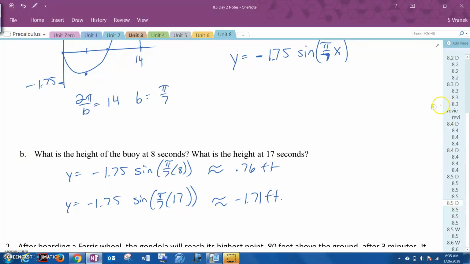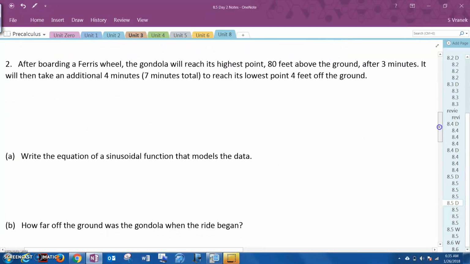Okay, so let's try one more. Again, it's very important you read everything. So after boarding a Ferris wheel, the gondola will reach its highest point 80 feet above the ground after 3 minutes. So I'm going to just sketch that. At 3 minutes, I'm at 80. So I'm putting a dot there. It then takes an additional 4 minutes, so we're at 7 minutes total. So 3 to 7 is 4, to get its lowest point, which is 4 feet off the ground.